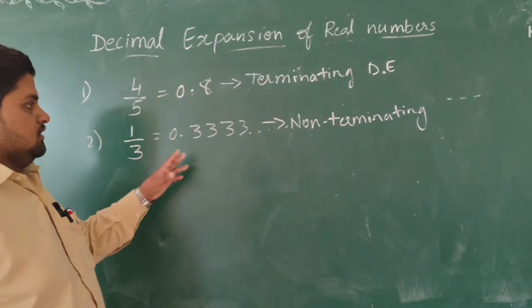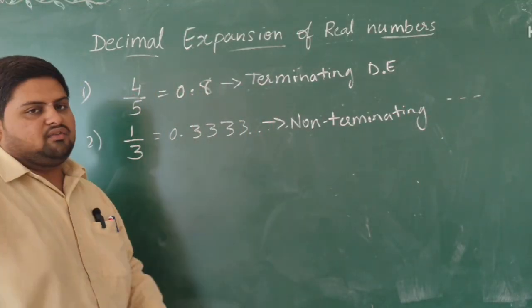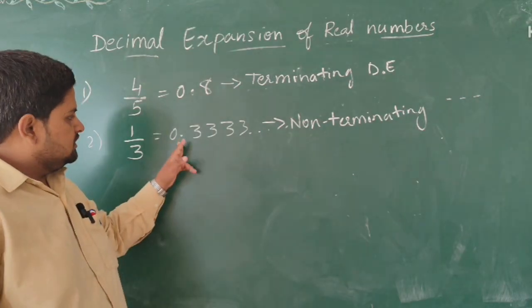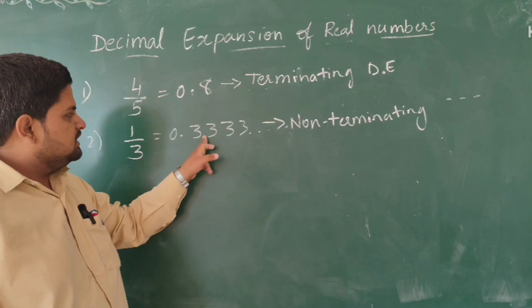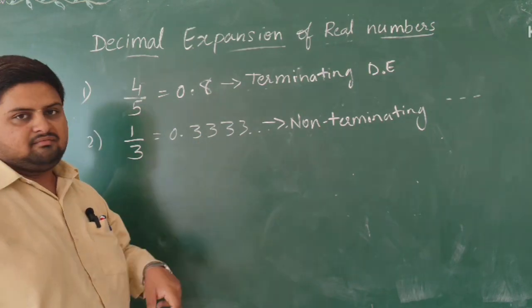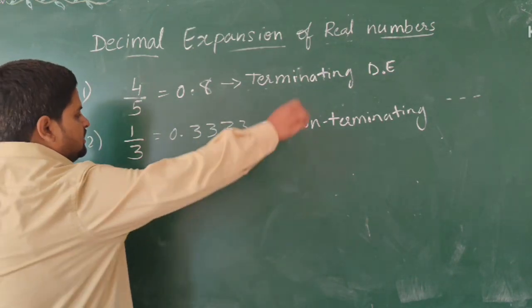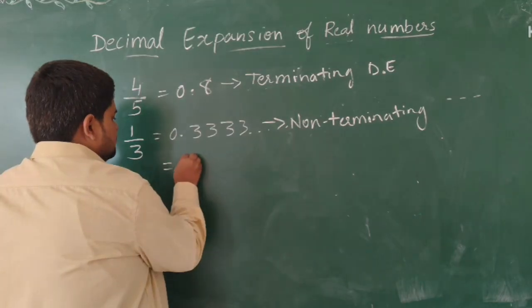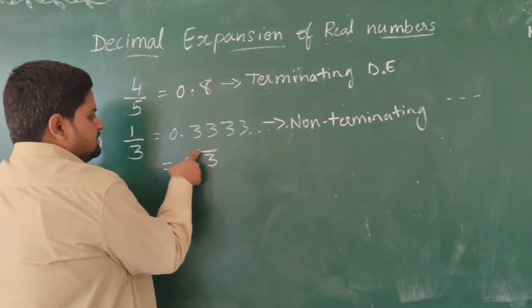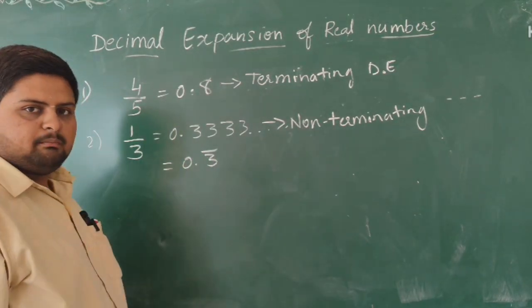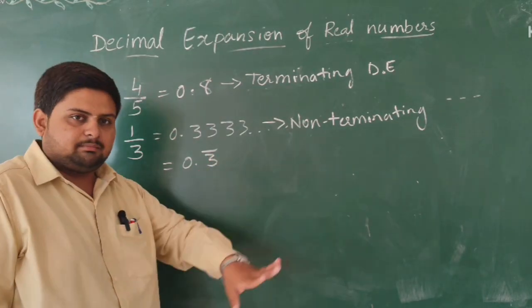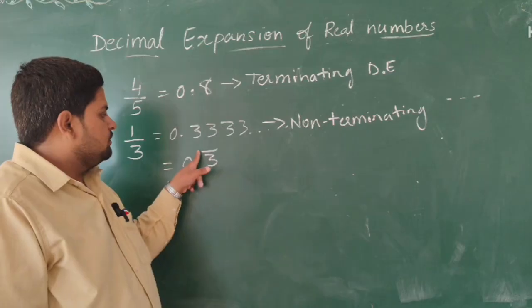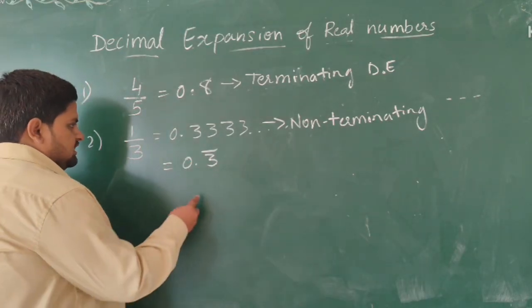Here comes one more kind of non-terminating decimal. If you look at this non-terminating decimal expansion, the number 3 is being repeated again and again. So instead of writing 3 infinitely many times, we simply write 0.3 bar. This bar on top of 3 means this 3 is being repeated again and again in the decimal places.